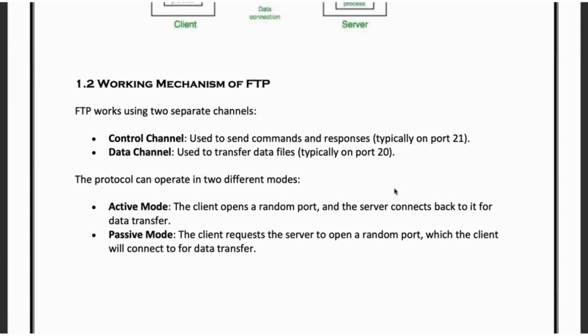In the FTP protocol, we operate in two different modes. One is active mode, where the client opens a random port and the server connects back to it for data transfer. And one is passive mode, where the client needs to connect for data transfer, right?